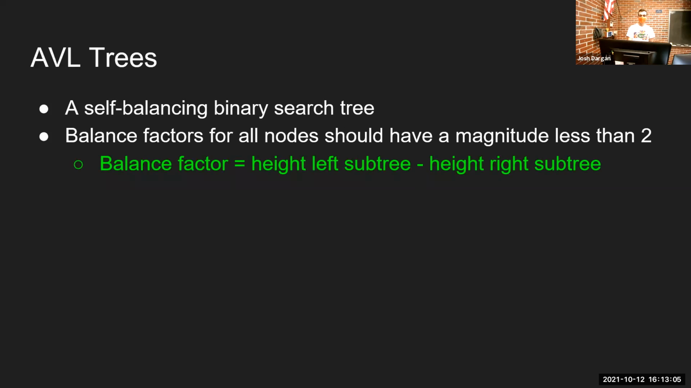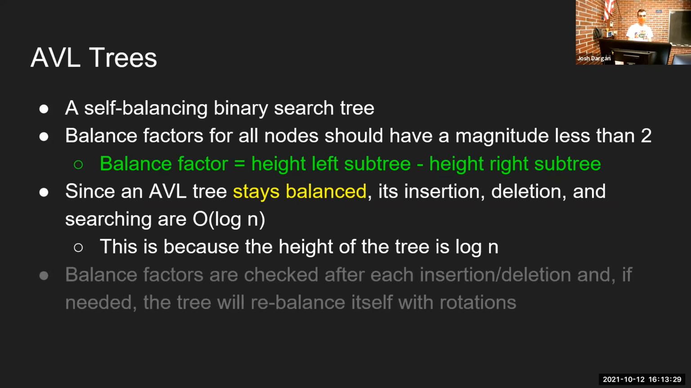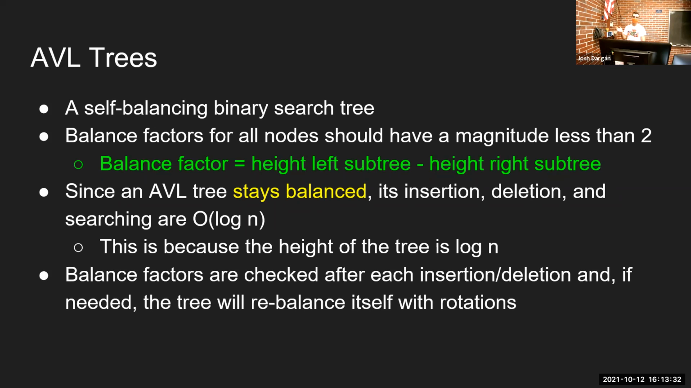For our balanced trees, you all should be pretty familiar with AVL trees at this point, but they are a self-balancing binary search tree. I would remember the balance factor being the height of the left subtree minus the height of the right subtree. It stays balanced, so all of its primary operations, insertion, deletion, and searching, are O of log n. That's because it guarantees the height of the tree will be approximately log n. And the balance factors are checked after each insertion and deletion.